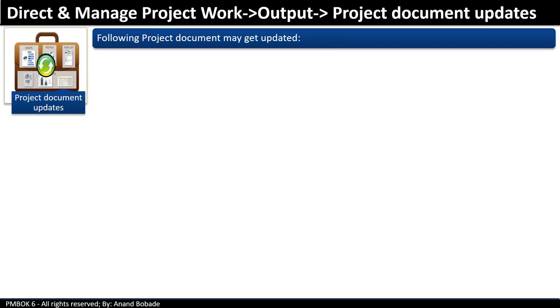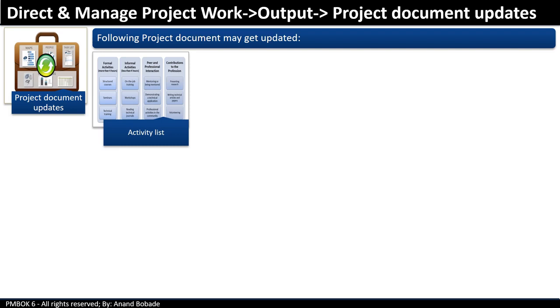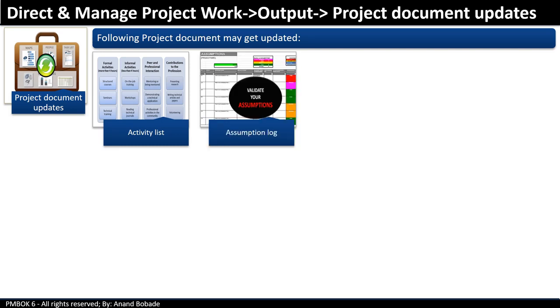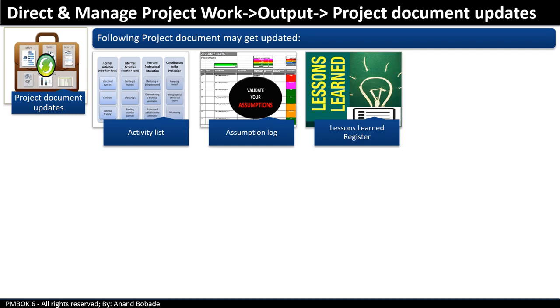Finally, project document update. So project document may get updated as a result of this process. Let's look at what kind of updates may happen to these documents. Activity list may get updated with additional or modified activities. New assumptions or constraint may be added to assumption log. Any lesson learned that will help improve future performance for a current or future projects are recorded in a lesson learned register.